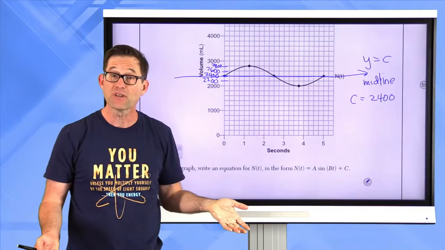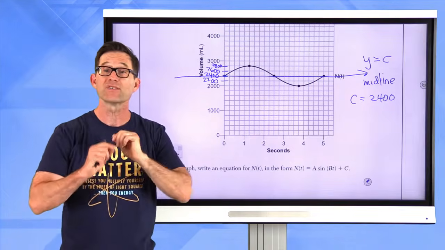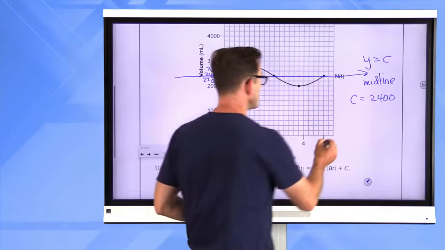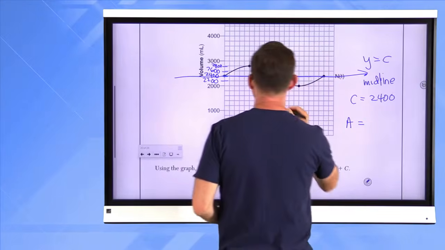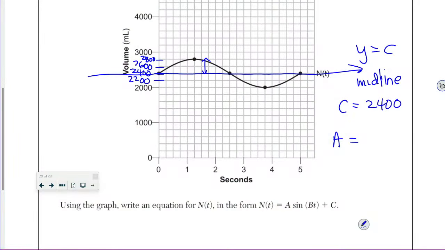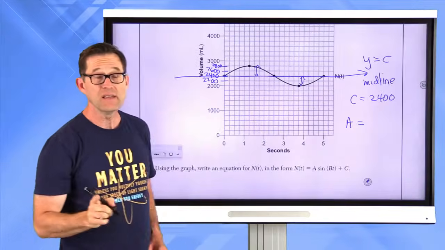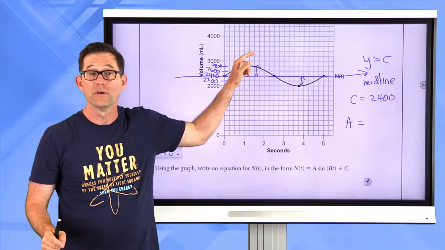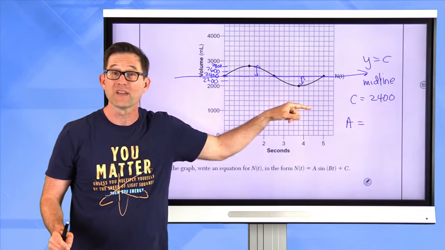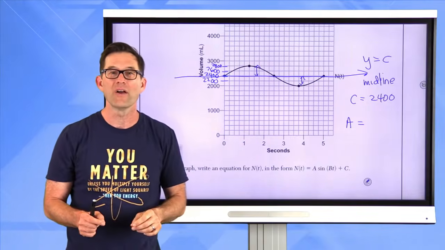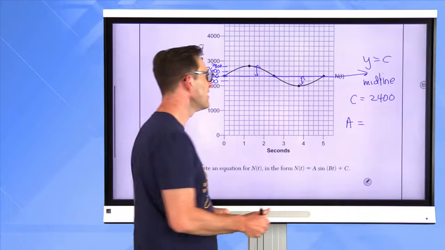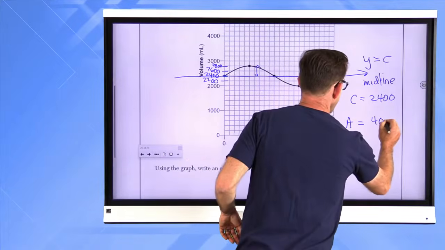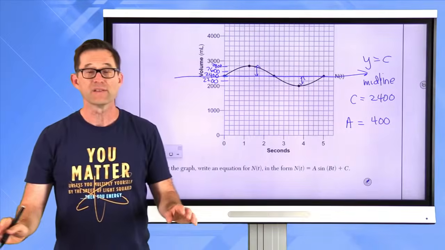How much is it going above and below? That's our A value, that's our amplitude. And that is literally this distance. That is A. Now, it's easy to look at that and go, oh, A is 200 because there's two units here and two units here, but each one of them is worth 200. So actually, A is 400. All right, A is 400.